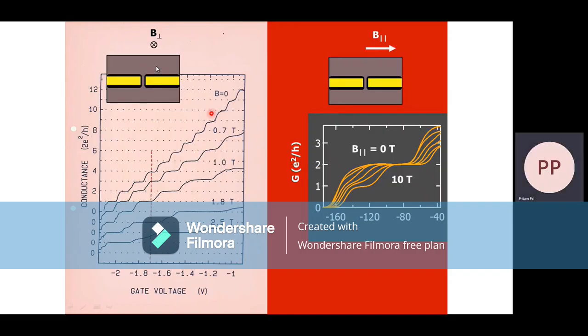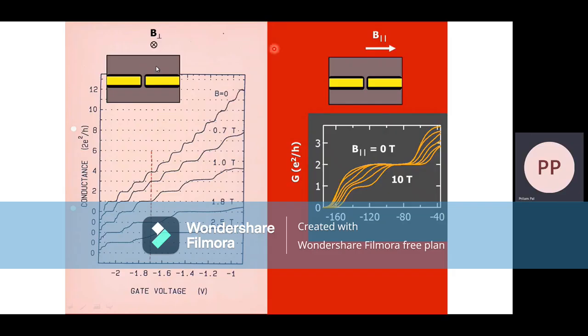Basically, it's required to go from one subband to other. So if it takes more gate voltage to go from one subband to other, it means that the subbands become more separated in energy. This effect, however, is not observed.